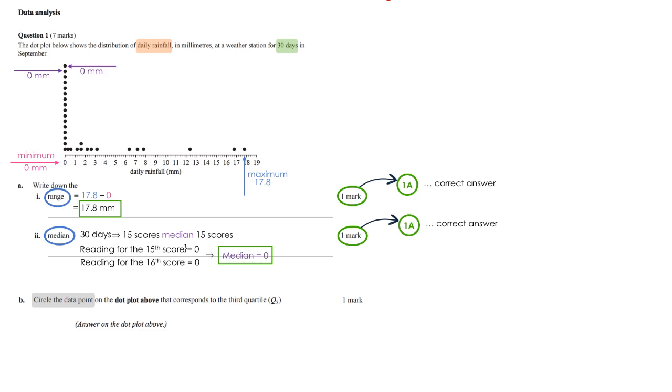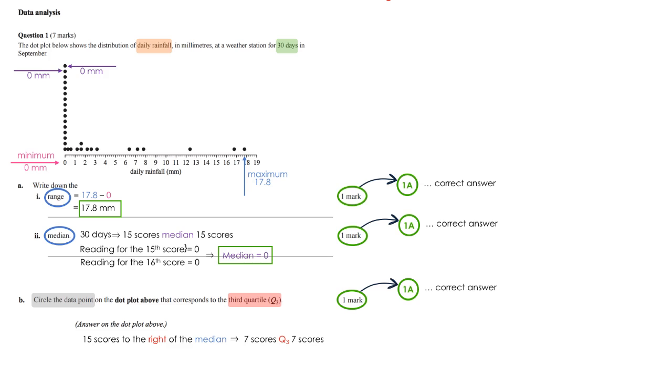In part B of this question, we are asked to circle the data point on the dot plot given that corresponds to the third quartile Q3. This question is worth 1 mark, which is going to be an answer mark for the correct answer. For the third quartile, we need the 15 scores on the right-hand side of the median.